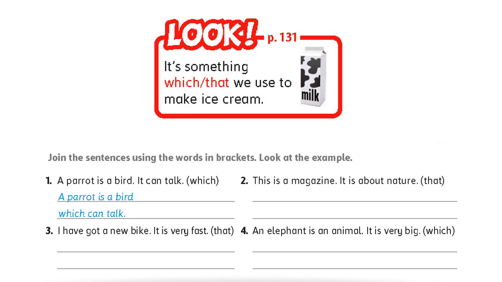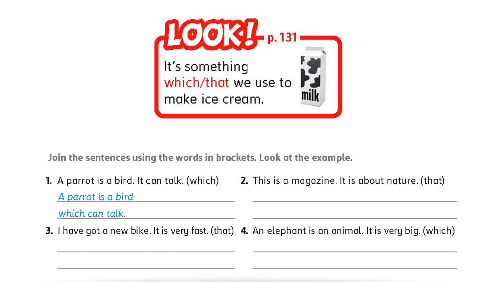The grammar rule in the Language Box is about the relative pronoun which or that. We use the relative pronoun which or that for things and animals. Like you say, it's something which or that we use to make ice cream. Here we are talking about milk. Milk is a thing. That's why we use which or that.